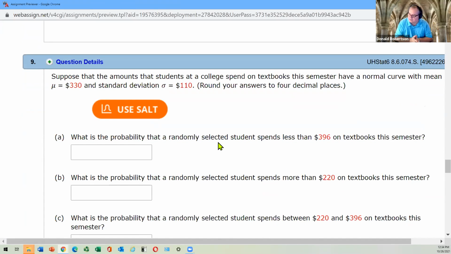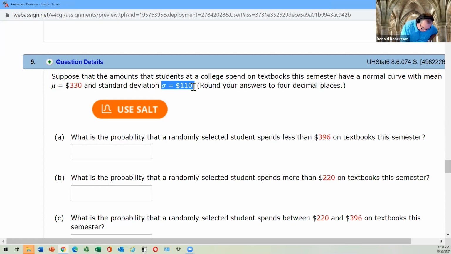word stories now, right? Questions that actually have a story behind them. So I'm going to write some stuff down because I can't keep it in my head. Suppose that the amount a student at college spends on textbooks has a mean of 330. Do you see mu equals 330, right? That's the mean. And the standard deviation sigma is 110.